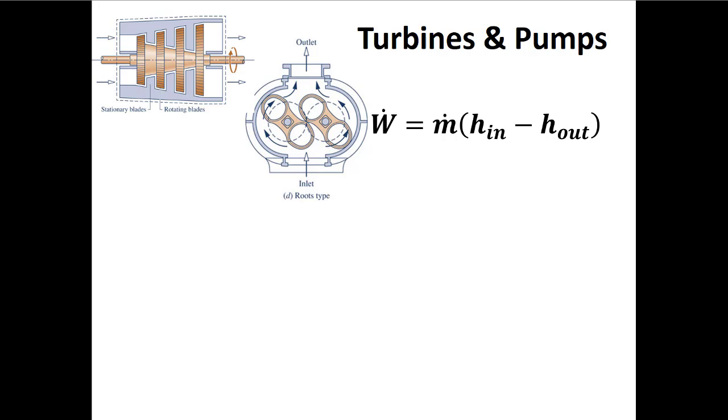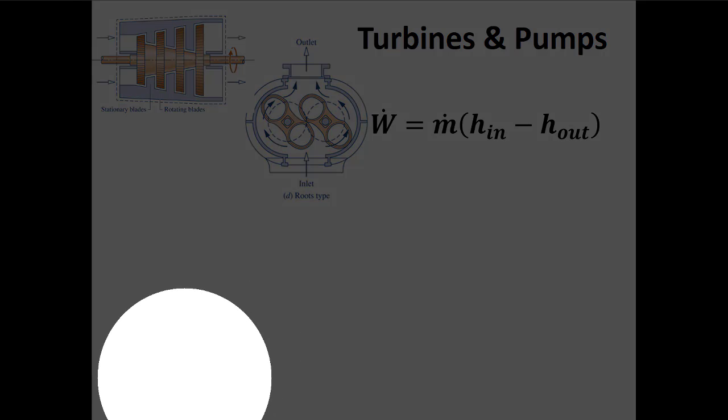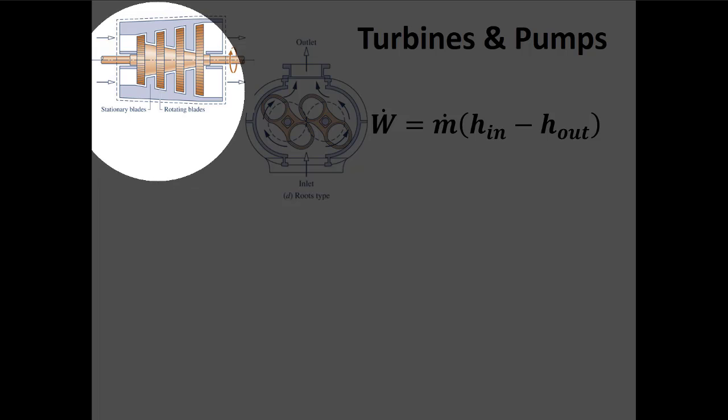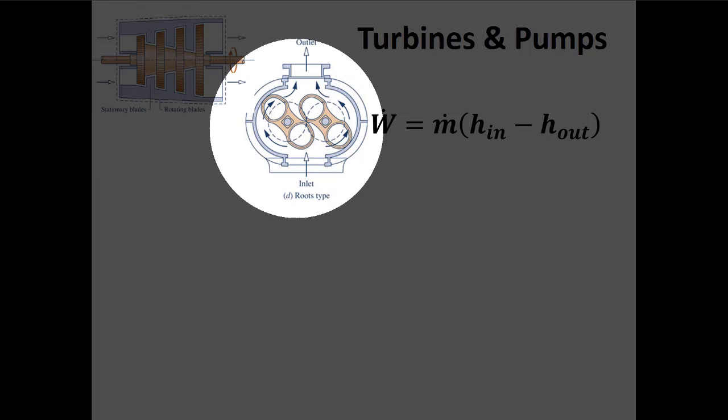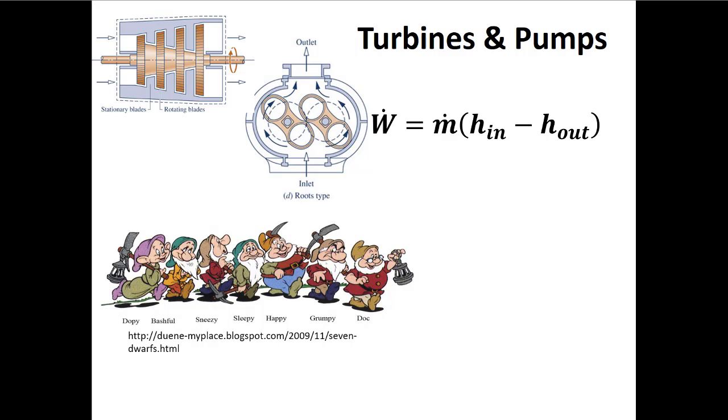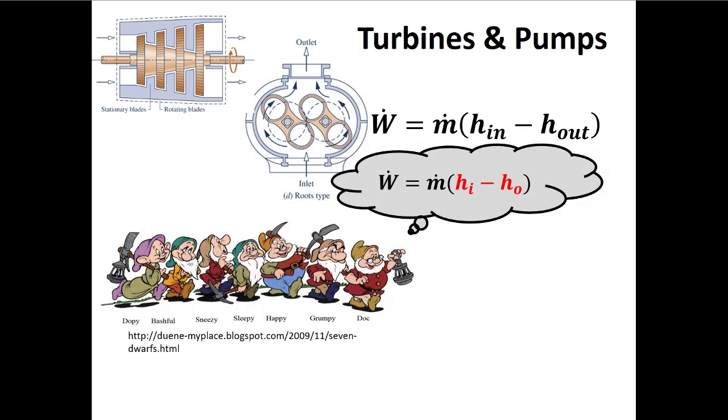Now, the way that I teach this is a little bit different than what our textbook says, because I'm always going to preserve this sign convention we have where work in is negative and work out is positive. So you'll get positive work or power from a turbine, but negative work or power from a pump. If you go from the first law, you will always get that power or work is h in minus h out.